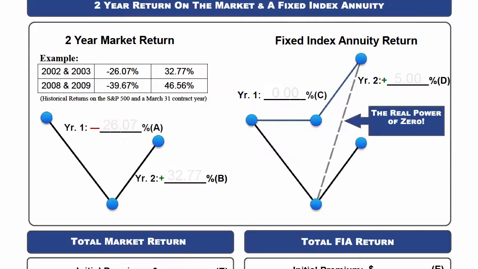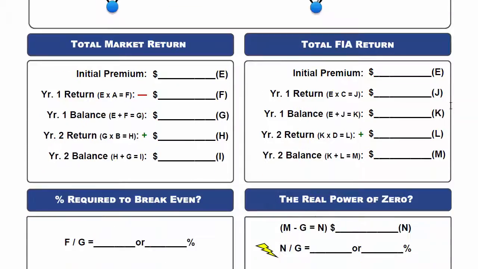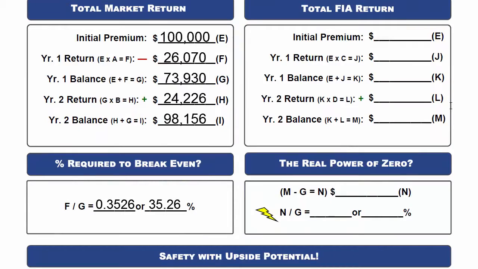All right, so now let's scroll down and we're going to do that same exercise. If we started with that same initial premium of $100,000, at the end of year one, there was no return. It was $0 that was added to our account. So we still have that same $100,000 account balance at the end of the first year. However, in the second year, we get that positive 5% return. That's $5,000 that's added to our account, and we now have a $105,000 account value.